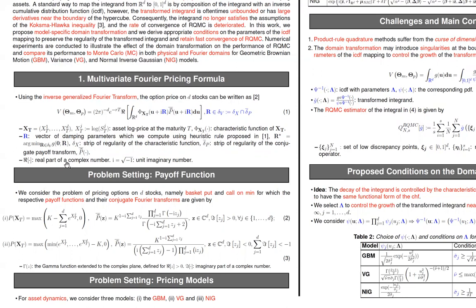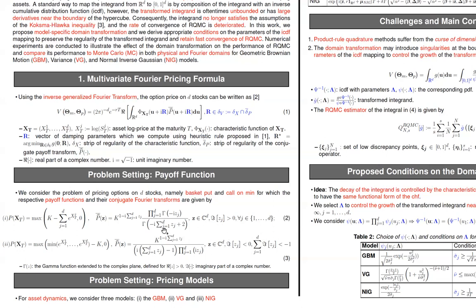So in this setting, we consider two payoff functions, namely basket put options and call on min, for which the functions in the physical space are given on the left, and their corresponding conjugate of the Fourier transform is given by the following formula, defined for the imaginary part with these conditions.